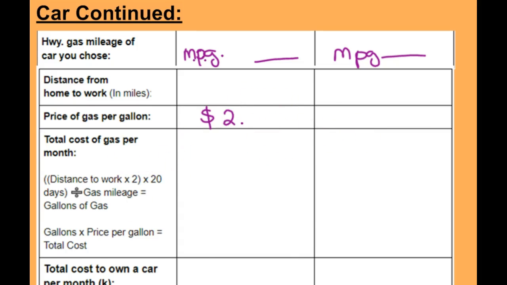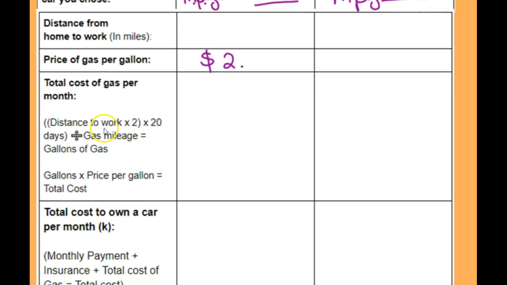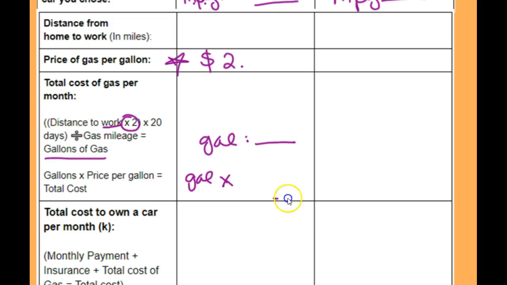And then the total cost of gas per month. When you drive to work, you don't just drive there, you've got to come home. So that's why it says times 2. You've got to drive there and back. About 20 days in a month, just counting work days. And then you're going to take that number and divide by your gas mileage. That'll tell you how many gallons of gas you are going to use. So you'll first get an answer with how many gallons of gas you're going to use. Then take that number and multiply it by the cost of gas that you figured out up here. That will give you the total cost of gas for the month.